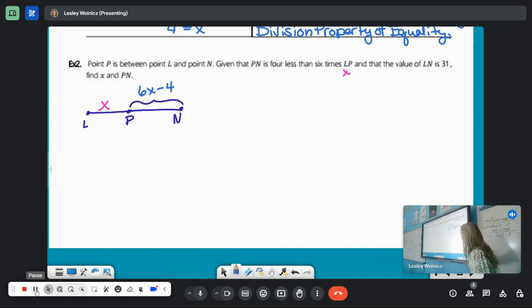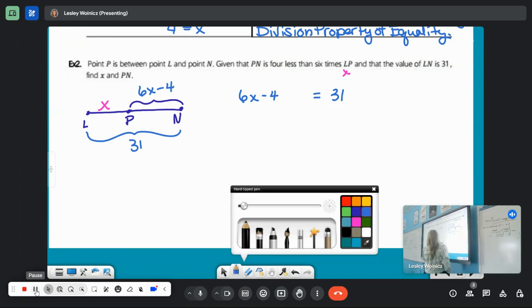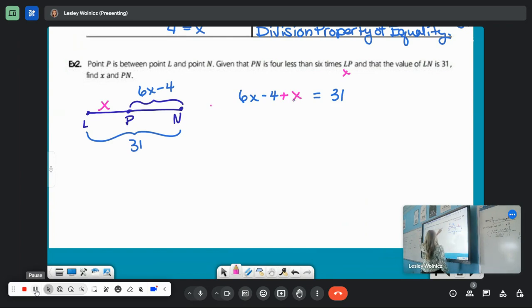Okay, and we also know that the value of LN is 31. Well, that's the whole thing. Okay, we have to find x and PN. Any ideas? 6x minus 4 equals 31. Okay, you're warm. What are we missing? X plus 6x. Yeah, we have to add that with LP. So it's got to be the PN plus LP equals LN. So we need to put the plus x up there. It doesn't matter if you put it second or if you put it first. Addition is commutative. 2 plus 3 equals 3 plus 2. They both equal 5. Doesn't matter.